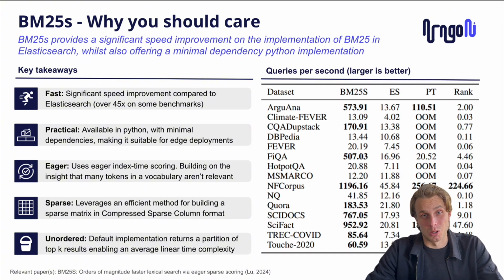Let's focus on the results here. So I mentioned it's faster. Let's actually see that. This is taken directly from the paper. Let's focus on BM25s, which is what the paper introduces, and the Elasticsearch benchmark, which is ES here.